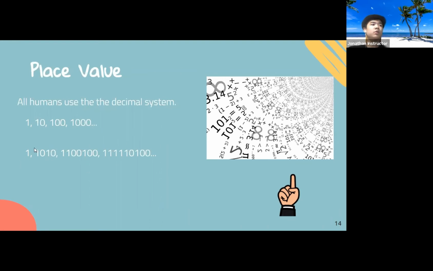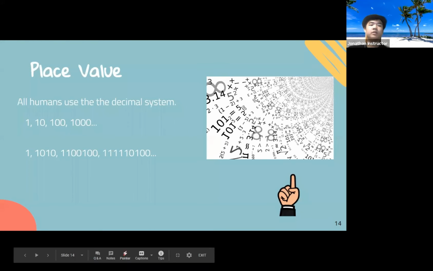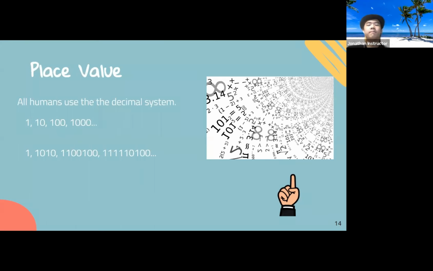So this, 1, 10, 100, 1000, is something called binary. This is 1 in binary. The second number is 10 in binary. The third number is 100 in binary, and the fourth one is 1000 in binary. So basically, binary is a number system that computers use, like your iPad or your computer or your phone, whatever you're using. So place value is basically where it is in the number.